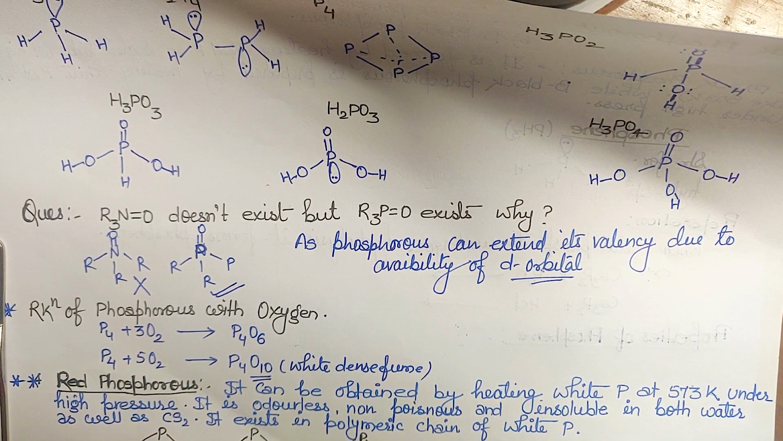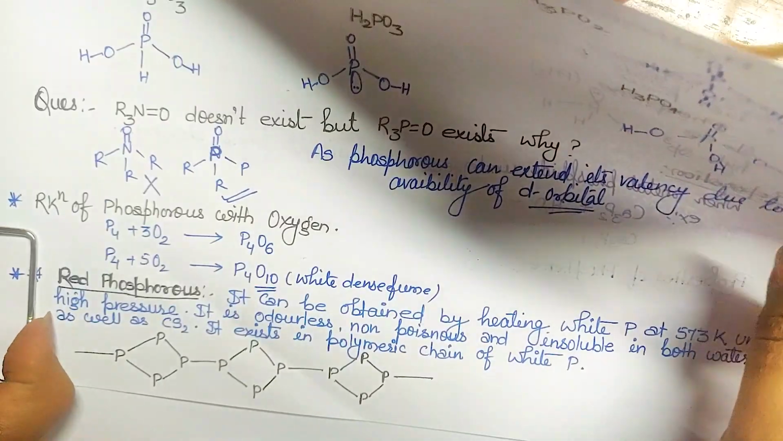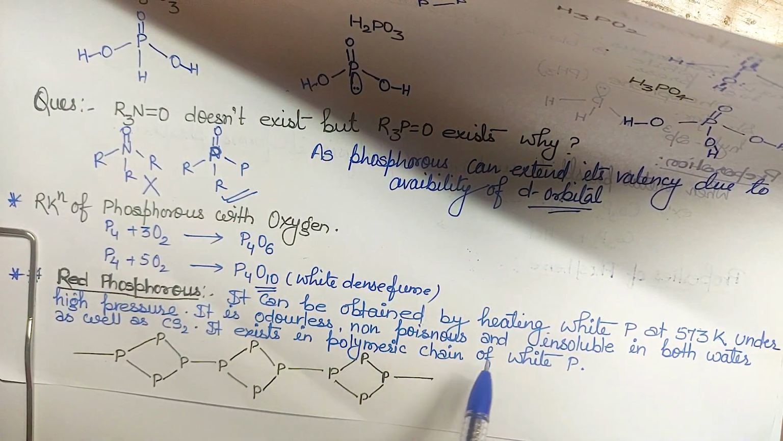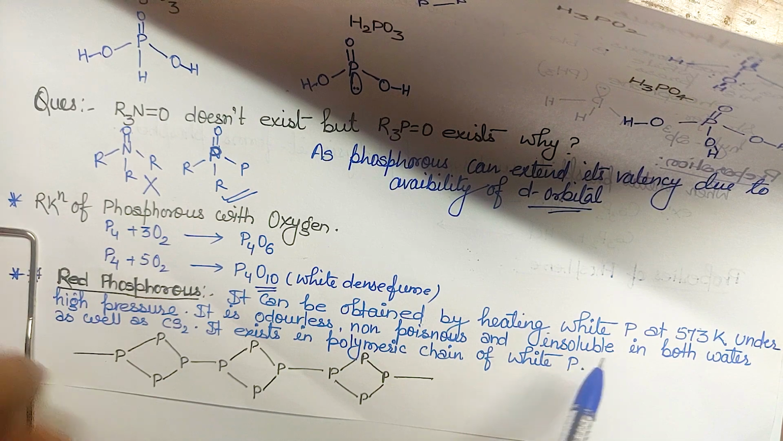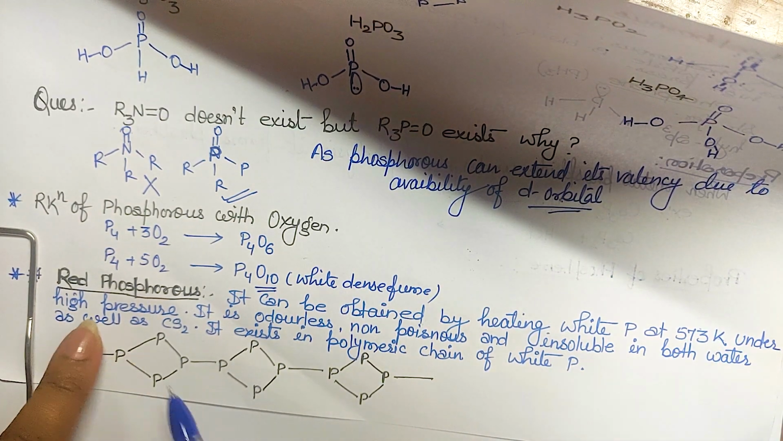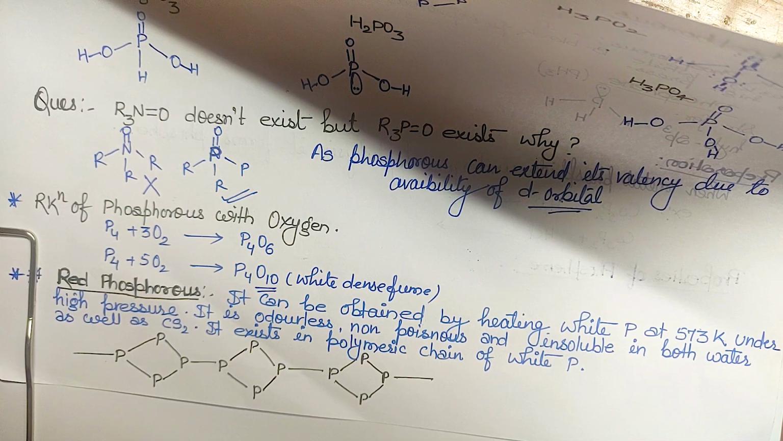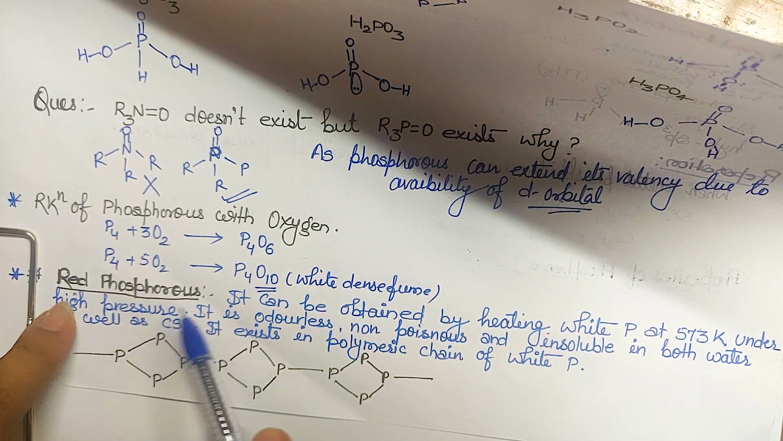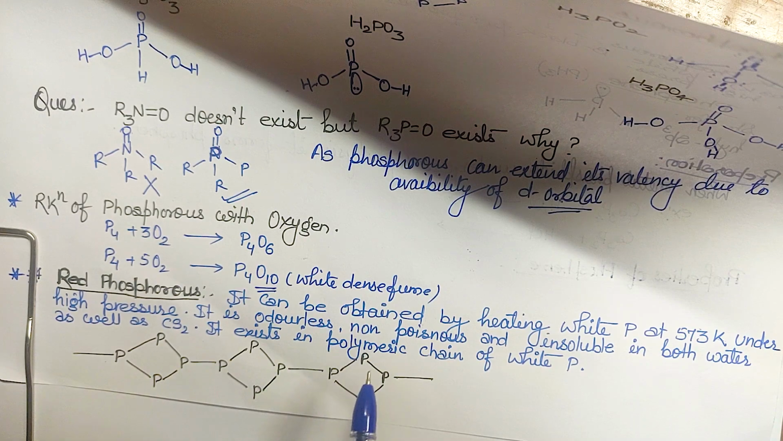Okay, so now there is red phosphorus. We have to do all the allotropes. The one allotrope we have done is white phosphorus. Now this is the second allotrope, red phosphorus. So let me read what it is. It can be obtained by heating white phosphorus at 573 Kelvin under high pressure. When the white phosphorus is heated at high pressure, it gives red phosphorus, and it is odorless. That means there is no smell, non-poisonous, and insoluble in both water as well as CS2. Neither is it soluble in water nor in an inorganic solvent like CS2.